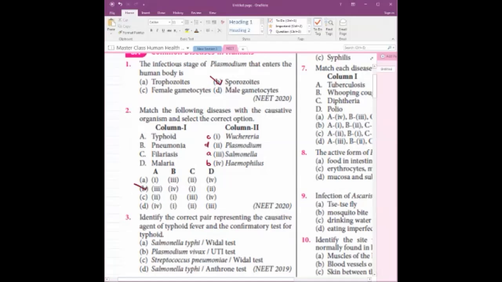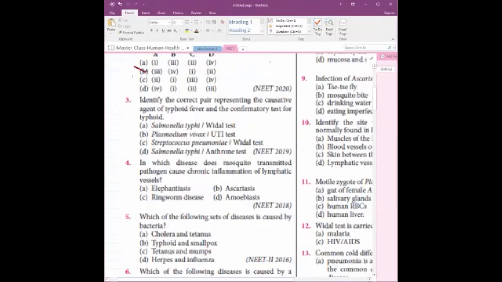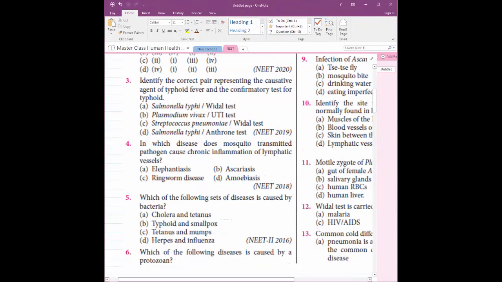So guys, next one. Identify the correct pair representing the causative agent of typhoid fever and the confirmatory test. Guys, not the normal identification test, but it is a confirmatory test. Let's try to see who is going to be out over here. Guys, very, very simple. Quickly, typhoid. I'm getting all the wrong answers, guys. Purnavi has given me the right answer. Yes, Sia is also right. No, only Purnavi and Sia are right.